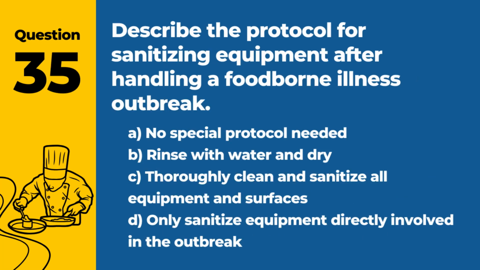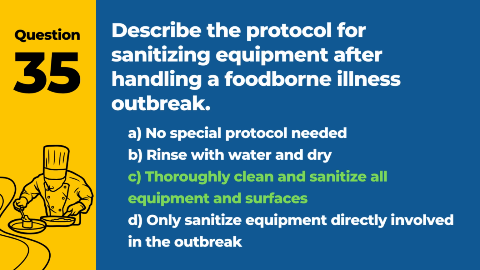Question 35. Describe the protocol for sanitizing equipment after handling a foodborne illness outbreak. A. No special protocol needed. B. Rinse with water and dry. C. Thoroughly clean and sanitize all equipment and surfaces. D. Only sanitize equipment directly involved in the outbreak.